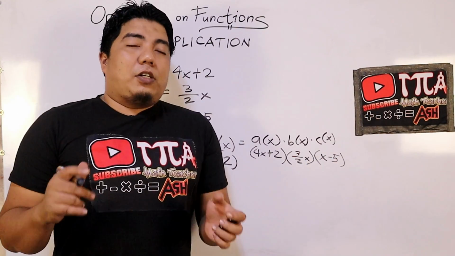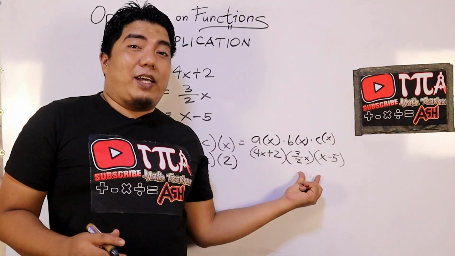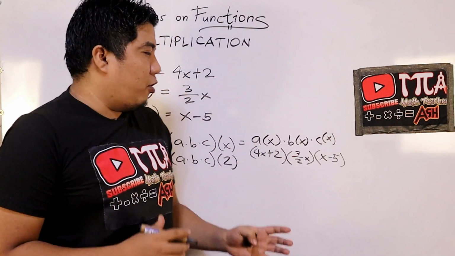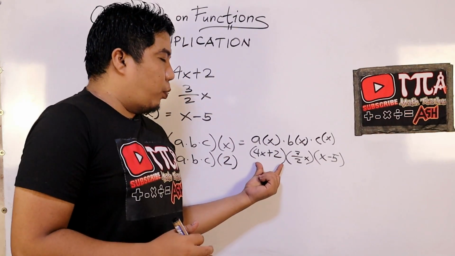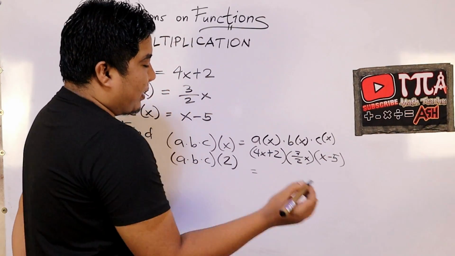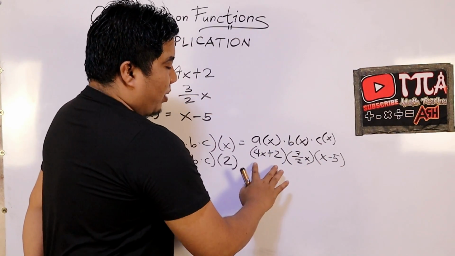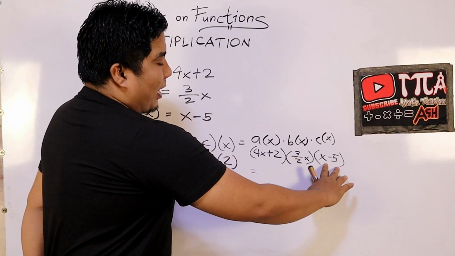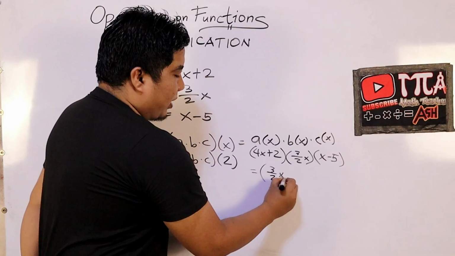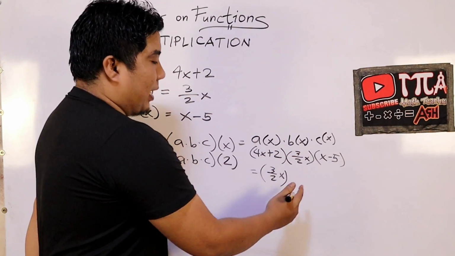So my dear math learners, as you can see, there is a fraction here, right? So for you to have a less difficult time doing this, you can start first with this one multiplied by this one. Having said that, if we apply this, 4x plus 2 times x minus 5, let's just write our 3 over 2x here. Let's put that aside.